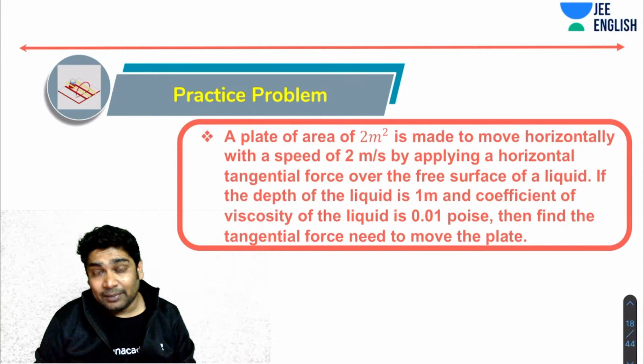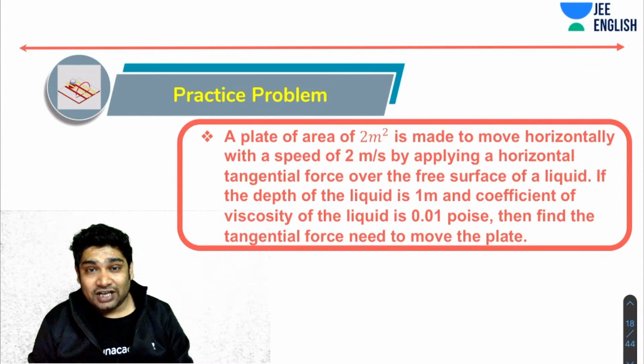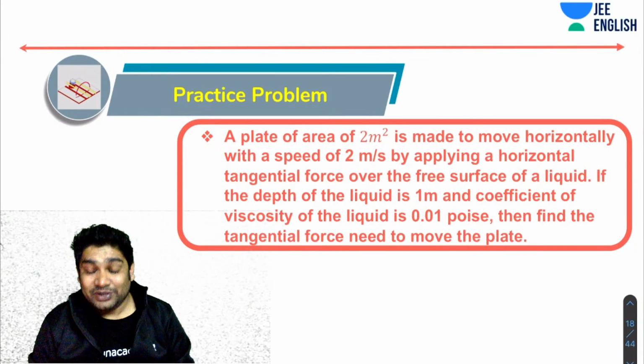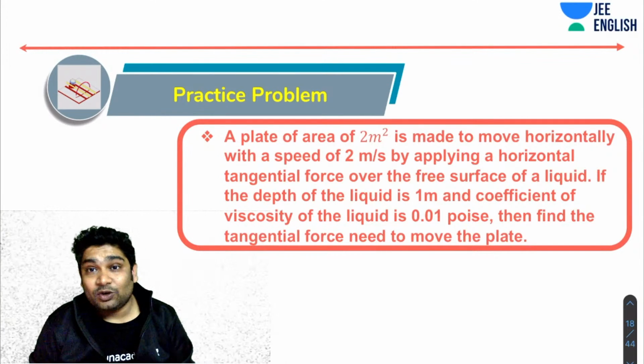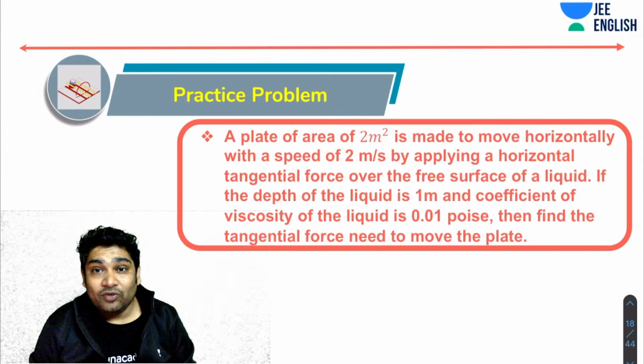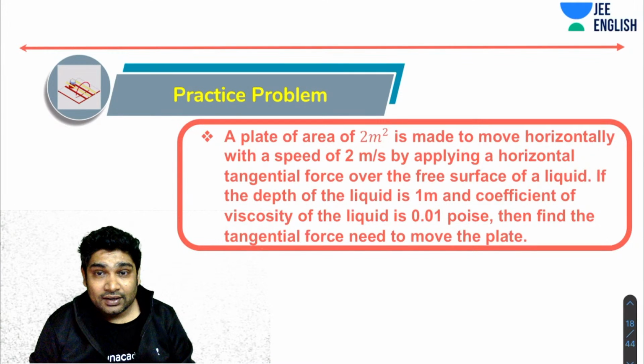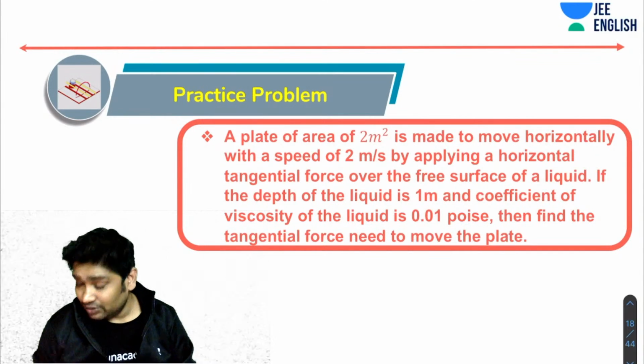Let's take up a typical problem which is asked from viscosity. Here you have a question which says a plate of area 2 meter square is made to move horizontally with a speed of 2 meter per second by applying a horizontal tangential force over the free surface of the liquid. Now, if the depth of the liquid is 1 meter and the coefficient of viscosity is 0.01 poise, then find the tangential force needed to move the plate. Okay, so let's try this question.